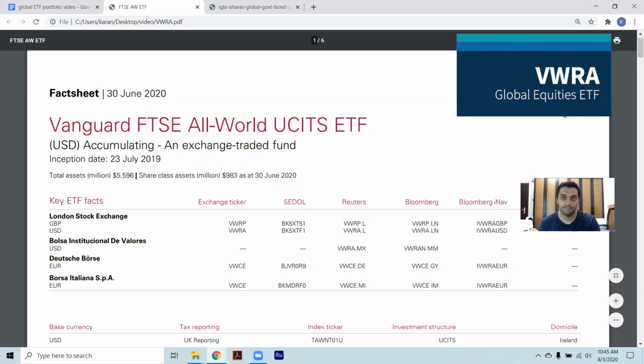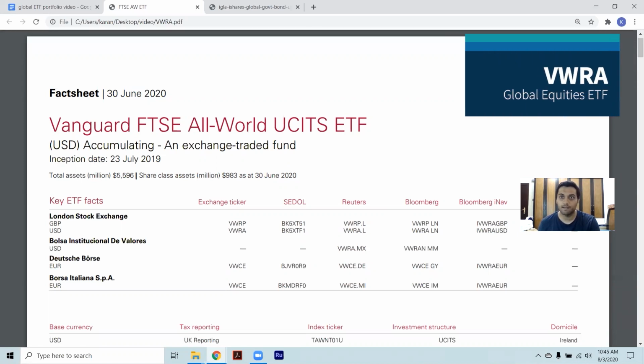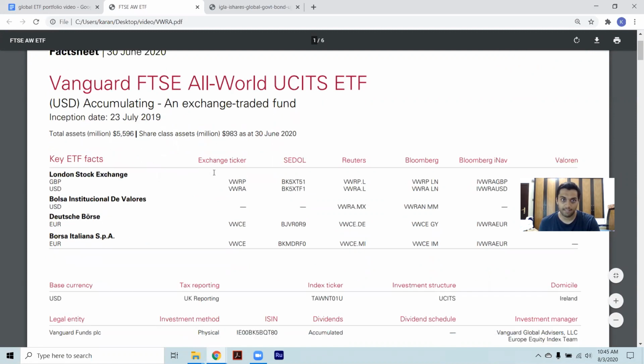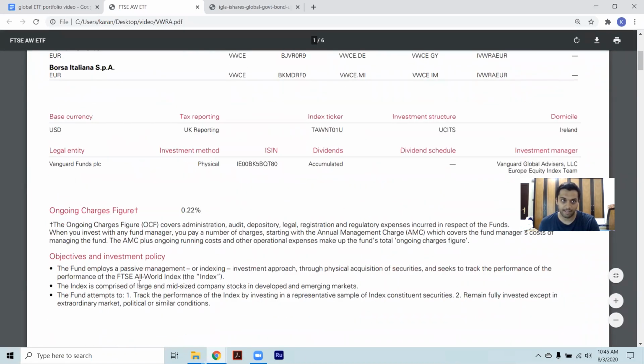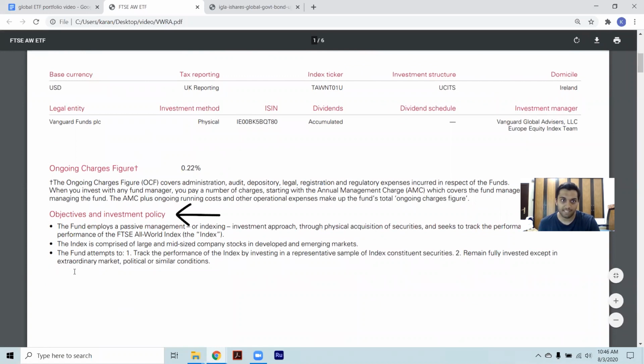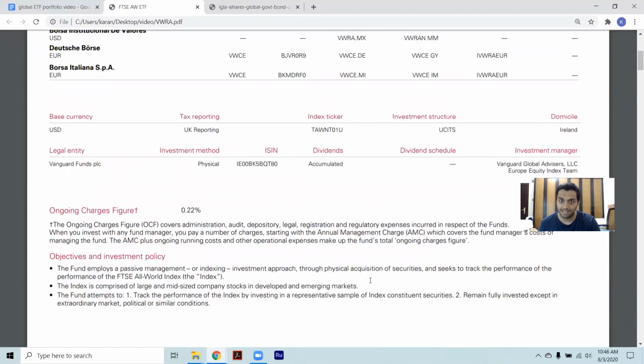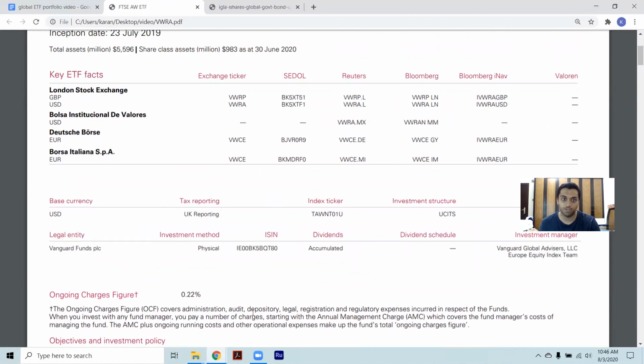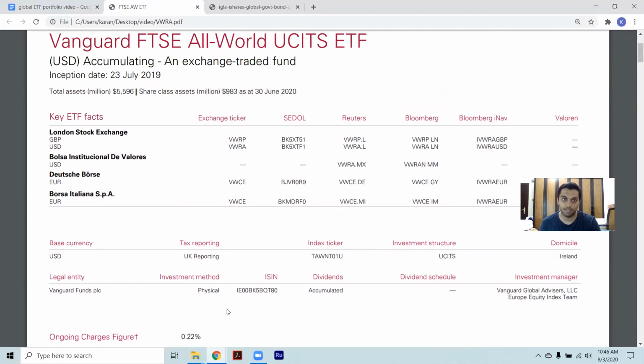So here we have the first fact sheet, which is BWRA. This is provided by Vanguard, as you can see right on top. It is the Vanguard FTSE All World ETF. And let's go through the main objectives before anything else. So the fund employs a passive management or indexing investment approach through physical acquisition of securities and seeks to track the performance of the FTSE All World Index. The index is comprised of large and mid-sized company stocks in developed and emerging markets. So this being a globally diversified strategy, you get exposure to both developed and emerging markets.